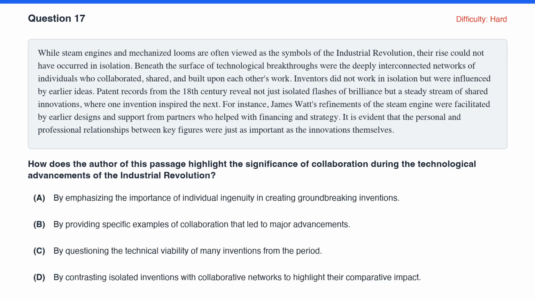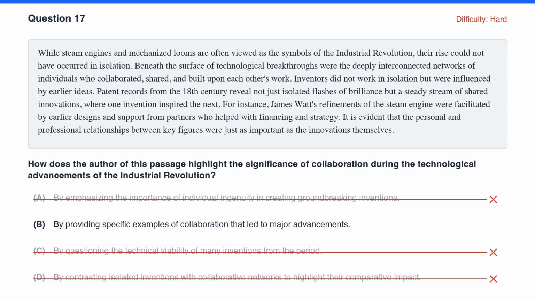We need to identify the rhetorical strategy the author actually uses, not just a theme that sounds related to the Industrial Revolution. The right answer must match concrete moves in the text, references to patent records and to James Watt being aided by partners. Choice A misreads the passage, which downplays solitary genius and stresses that inventors were influenced by earlier ideas, so individual ingenuity is not the focus.